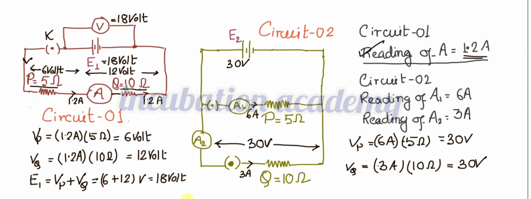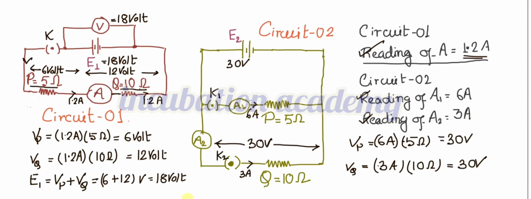Now coming to circuit 2, in circuit 2 information is given. The reading of ammeter A1 is 6 ampere. The reading of ammeter A2 is 3 ampere. So we have shown that there. Obviously, for the ammeters to read, K1 and K2 should be plugged in.